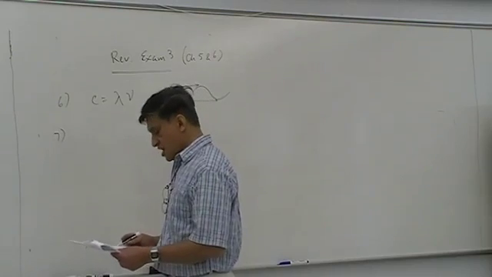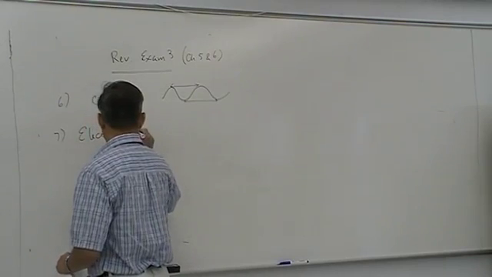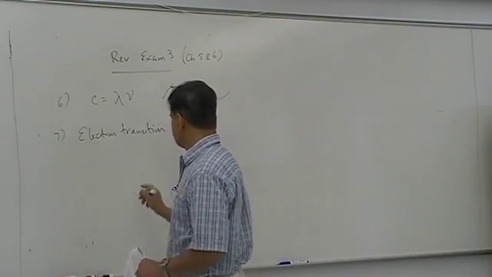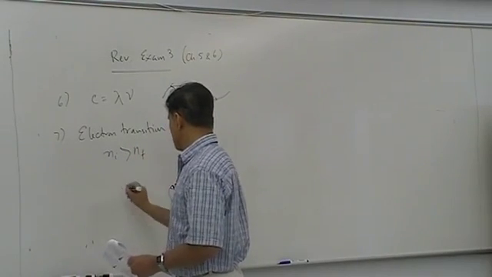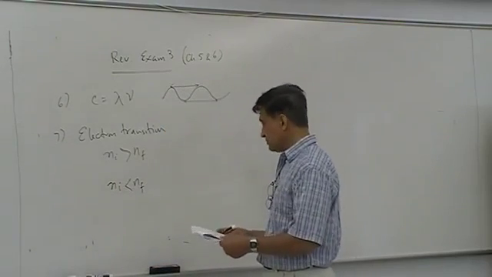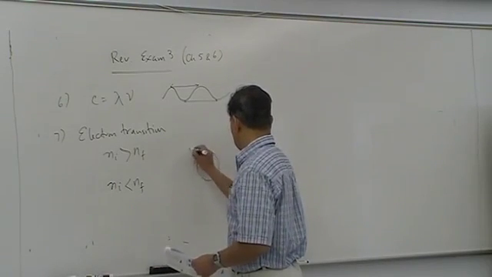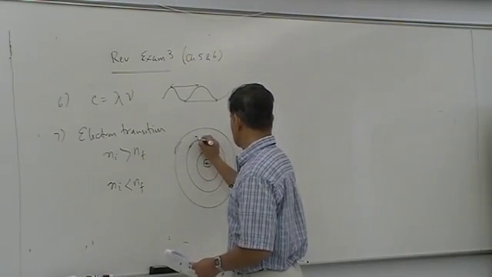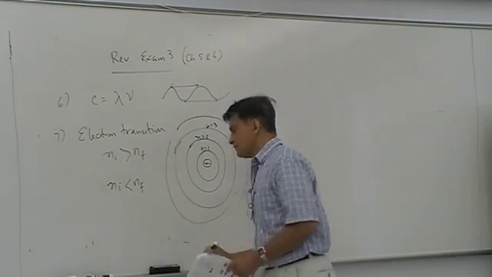Next, I would ask you a question on electron transition, and whether energy is given off or energy is absorbed. So if the initial n value, Ni, is greater than Nf, or the initial value is less than Nf, what happens to energy? Let me show you a simple diagram. So this is n equals 1, this is n equals 2, n equals 3, and these are all the orbits for electrons to move around.